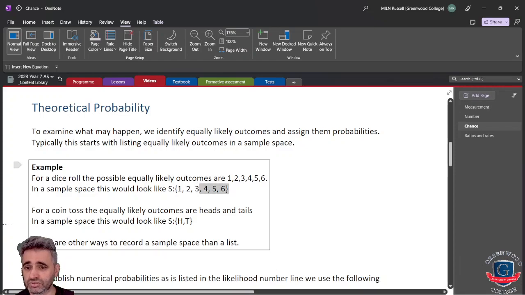So this is what a sample space looks like. It starts with a letter. In this case, I've used S for sample space, a colon, and a curly bracket followed by all the outcomes that are possible. So for a dice roll, it's possible to get 1, 2, 3, 4, 5, 6. And here they are in our sample space, 1, 2, 3, 4, 5, 6. Now we could also do this for heads and tails. So we'd have S, colon, curly bracket, heads, tails, and a closed curly bracket. Now there are other ways to list a sample space, but this year that's the only one that we're focusing on.